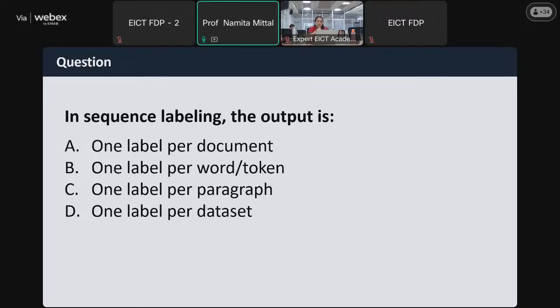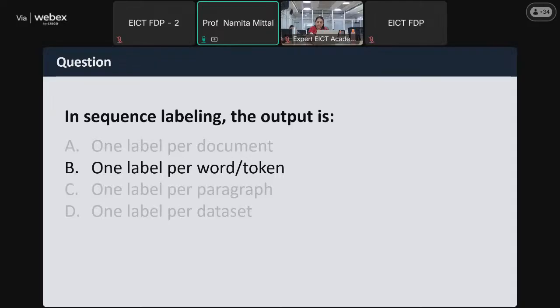In sequence labeling, the output is one label per document, one label per word or token, one label per paragraph, or one label per dataset. What do you say? It is part of speech. We can have one label per word. It depends, right? One label per word. If we talk about part of speech, yes, it is one label per token. If we talk about NER, yes, it is one label per word.